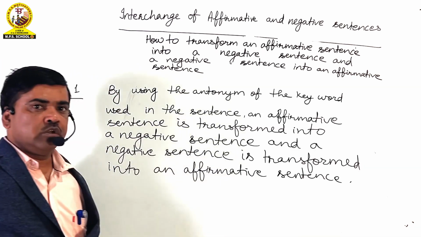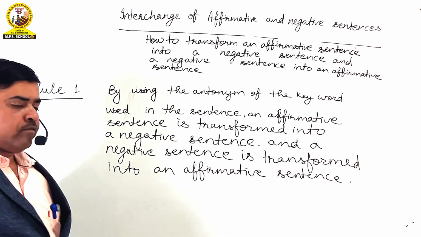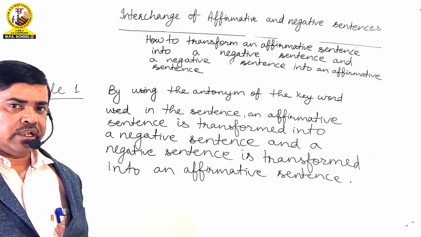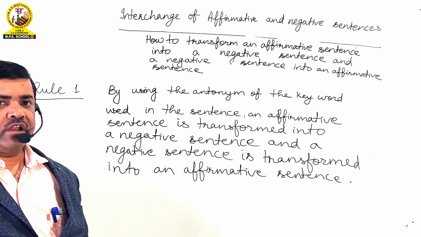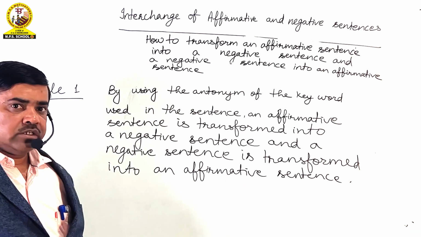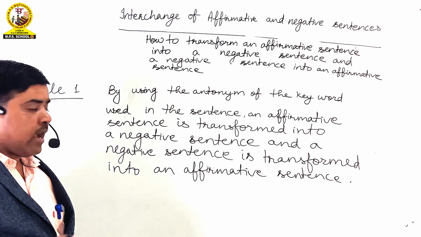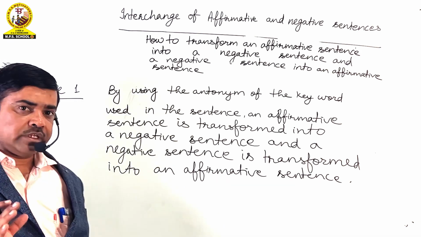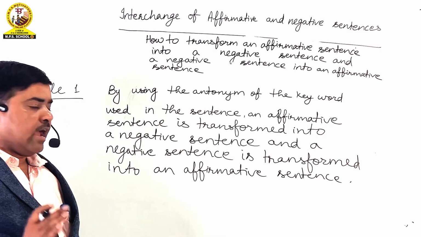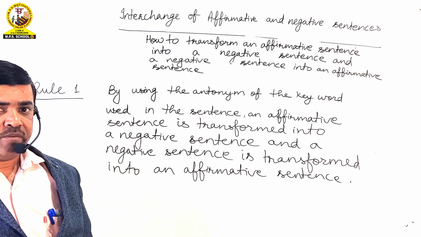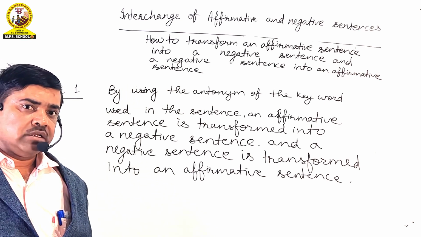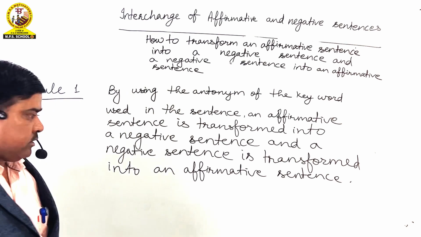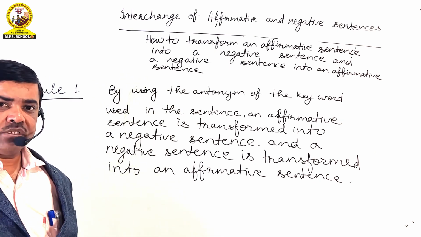Friends, the first rule for interchanging an affirmative sentence into a negative sentence and a negative sentence into an affirmative sentence is by applying or by using the antonym of the keyword used in the sentence. An affirmative sentence is transformed into a negative sentence and a negative sentence is transformed into an affirmative sentence. It will be clear with a few examples.